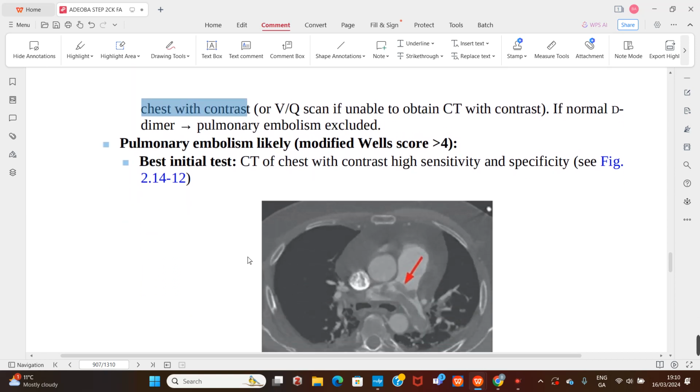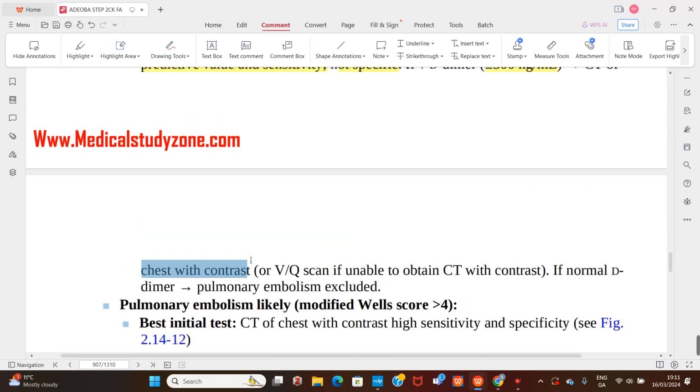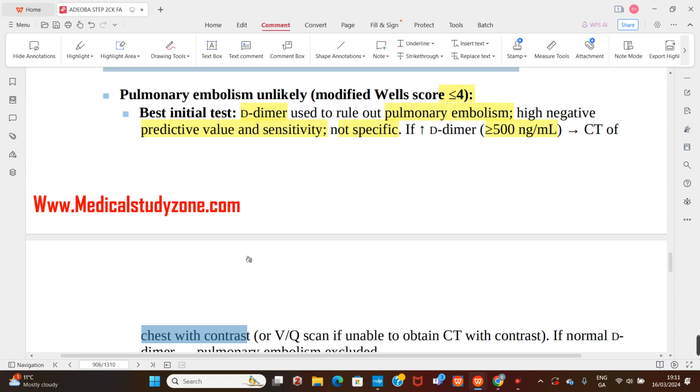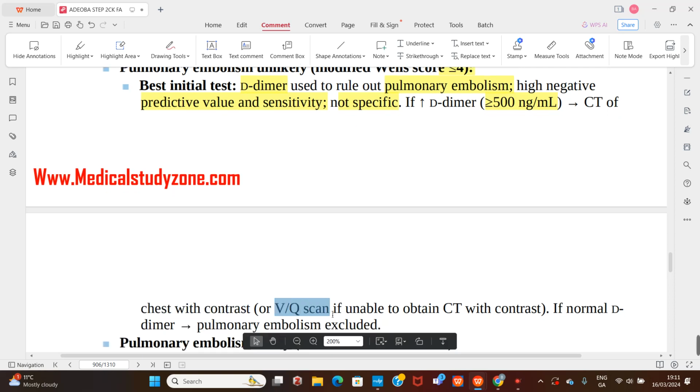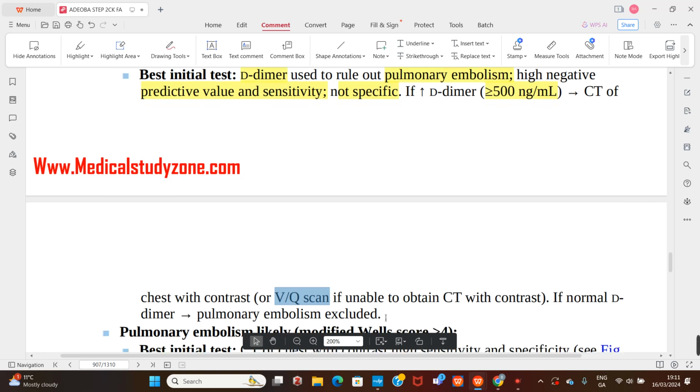But if for any reason you can't give that person contrast because the person is pregnant, because the person is having renal failure, because you need to excrete the contrast through the kidneys, or the person has contrast allergy, you might want to do your VQ scan, your ventilation perfusion scan, to look at the evidence of VQ mismatch. And we know that the VQ mismatch we are going to be expecting in someone with PE is high VQ mismatch. True or false? High VQ ratio. True or false?